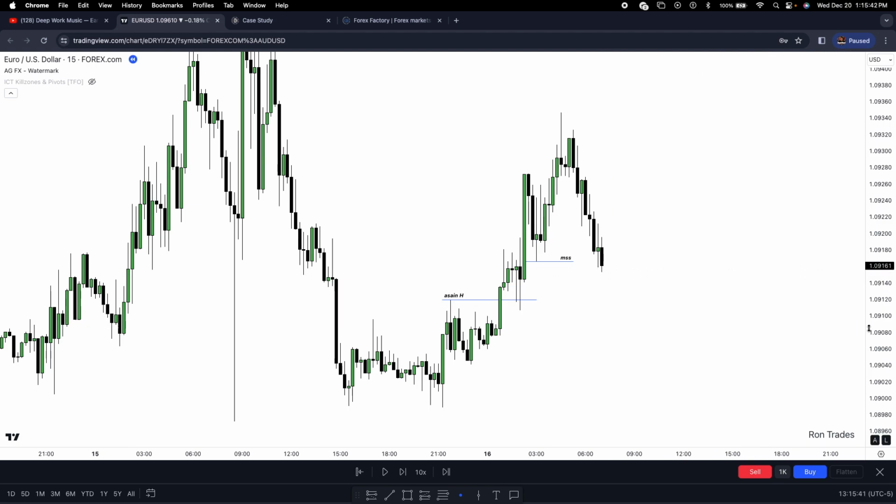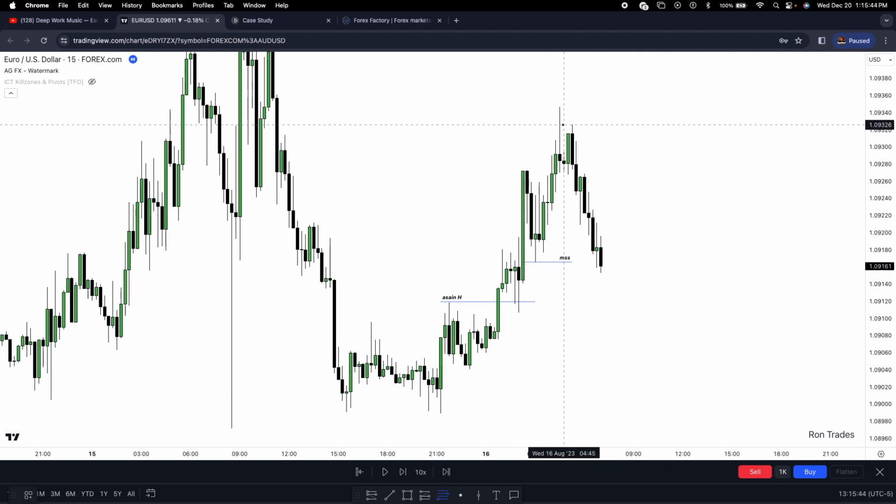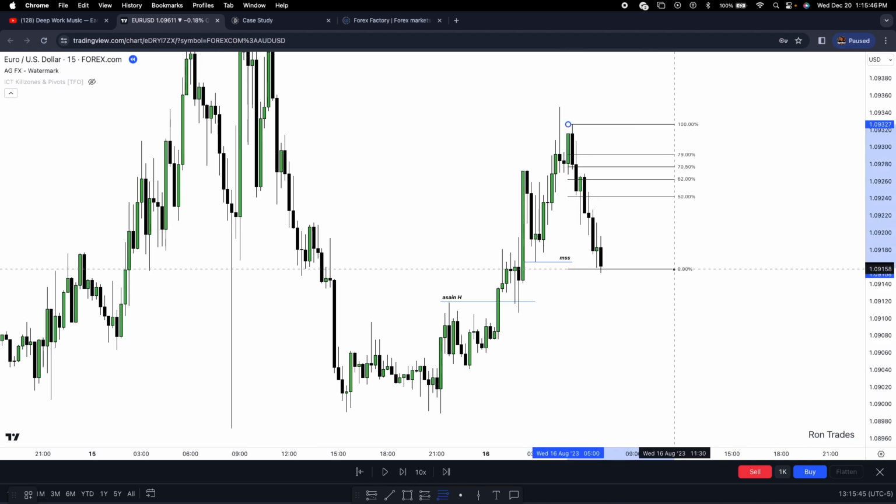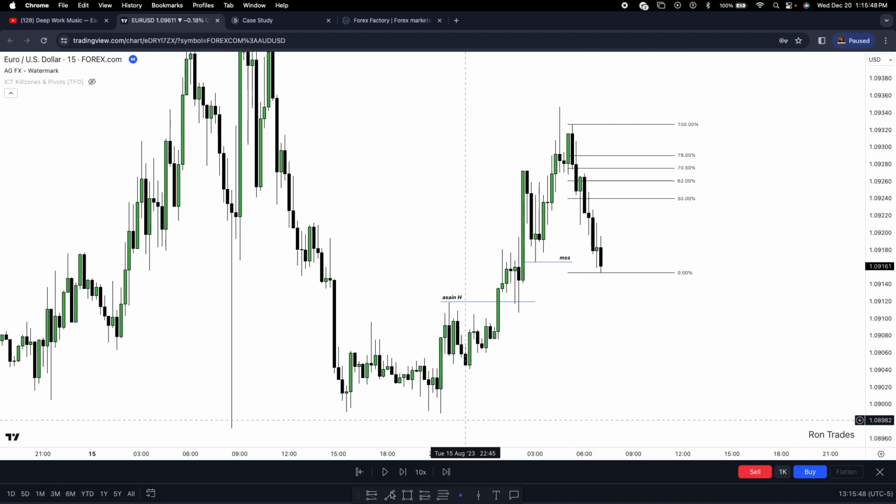New York session OTE retracement. So I'm going to be drawing my fib from this high to this low, and we're going to track it all the way down until we get a retracement.